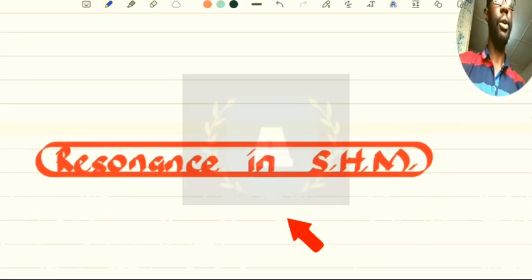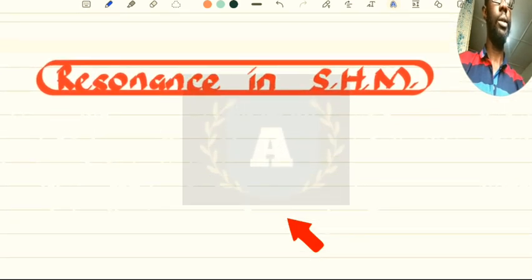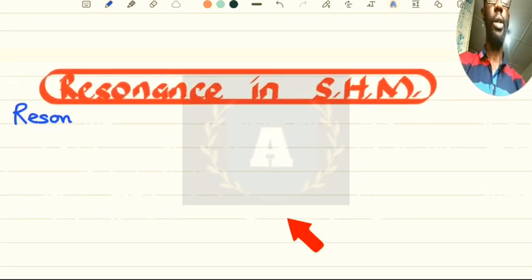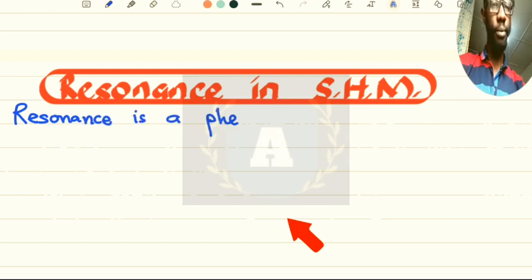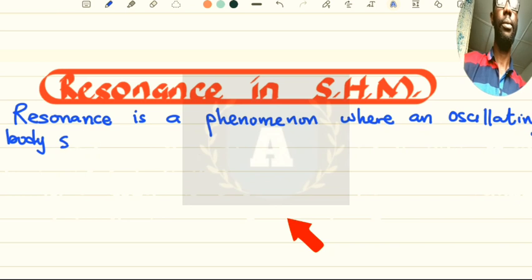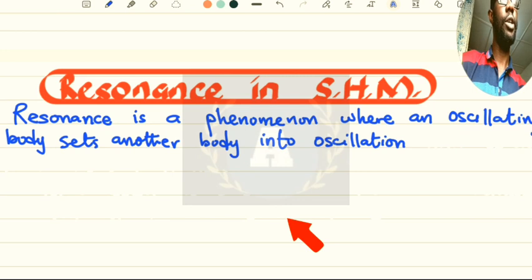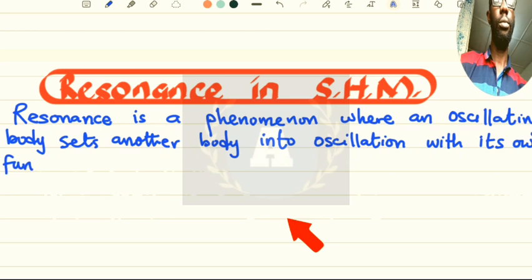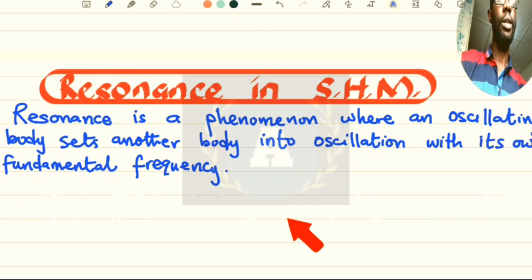The next thing to explain is resonance in SHM. So what is resonance? Resonance is a phenomenon where an oscillating object or body sets another body into oscillation with its own fundamental frequency. A body that sets another body into oscillation, itself having its own fundamental frequency.